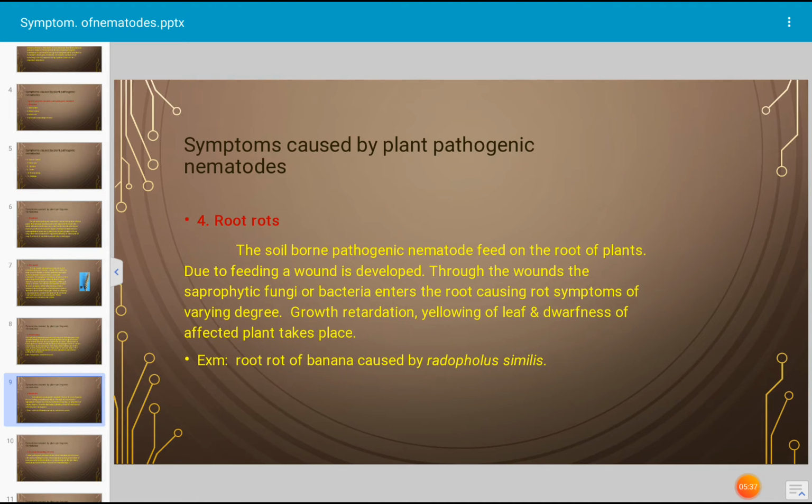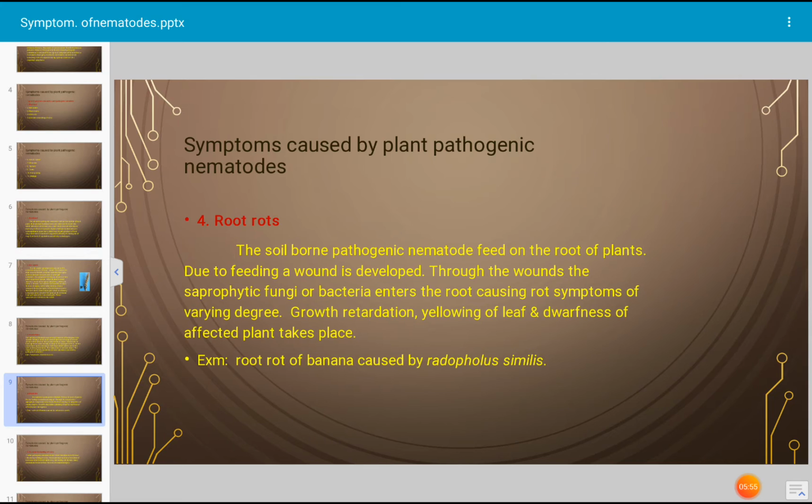Due to feeding, a wound is developed. Through the wound, several saprophytic fungi and bacteria enter the root, causing rot symptoms of varying degree. Growth retardation, yellowing of leaves, and dwarfness of the affected plant. All these are the symptoms that occur in the affected plant.